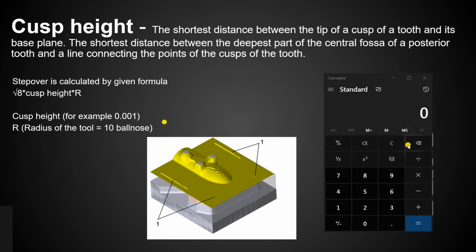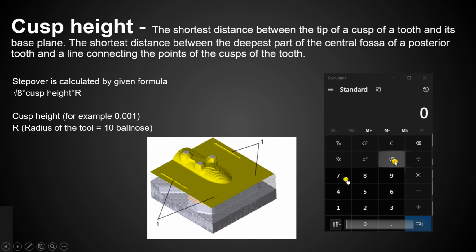So next one is cusp height. What is cusp height? You can see in these areas the shortest distance between the tip of the cusp of the tool and its base plane; this is called the cusp height. These are the areas left between the ball nose passes.